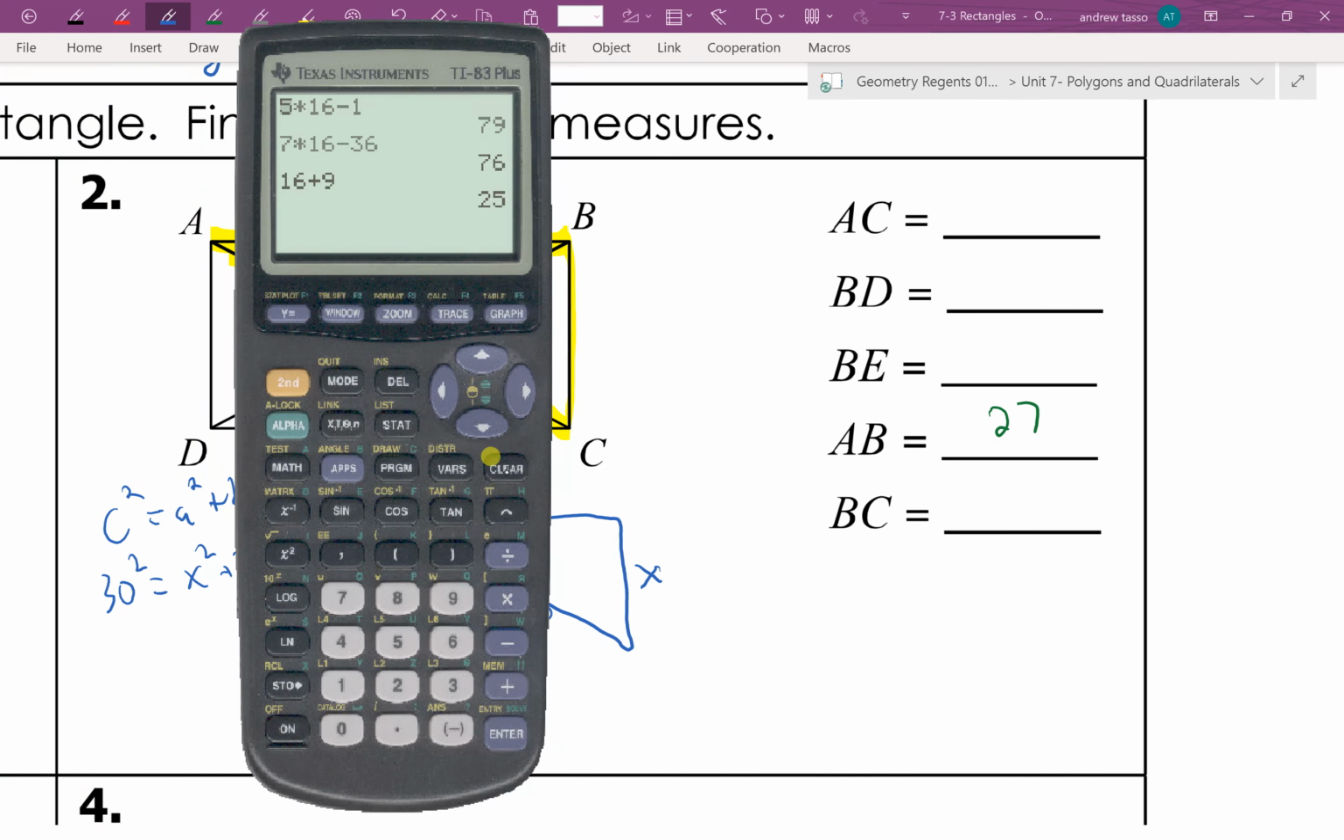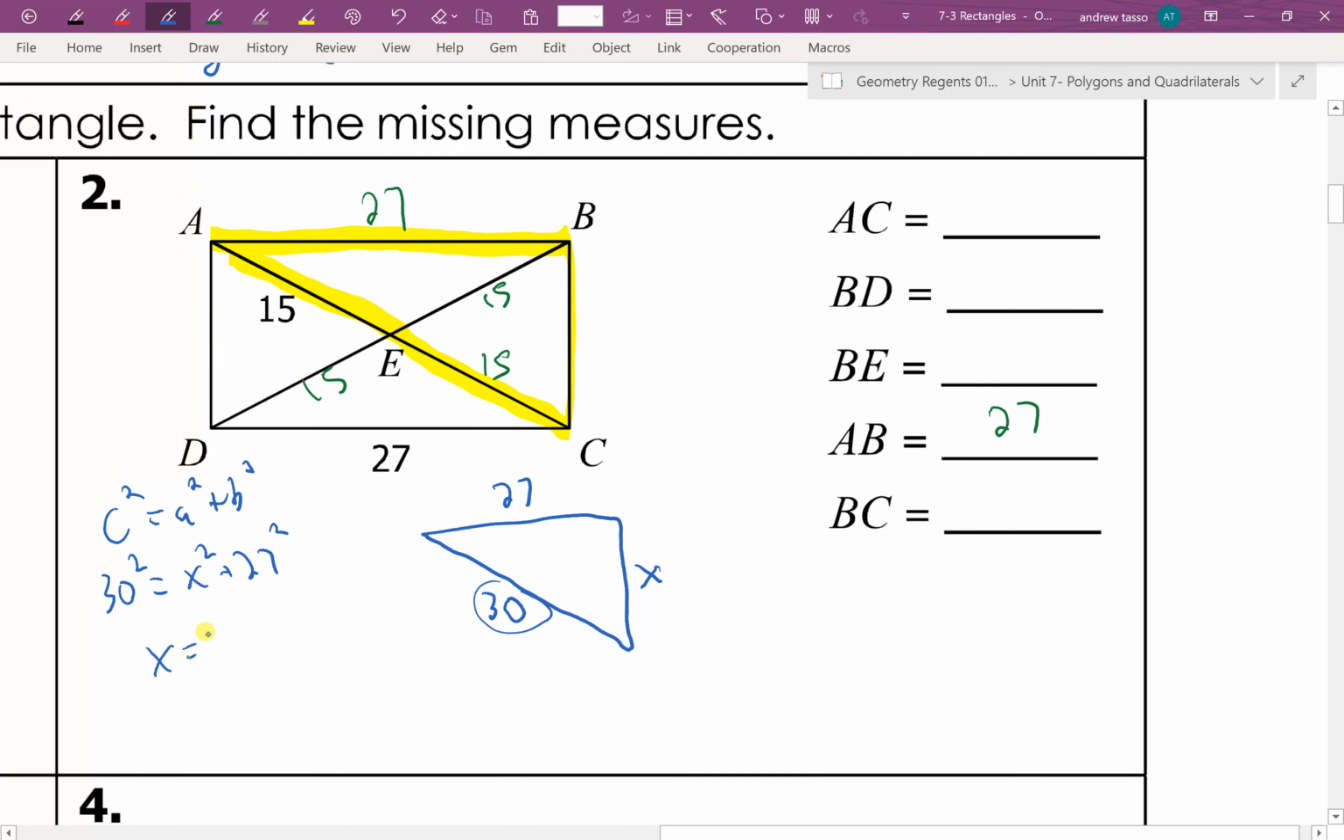Okay, so 30 squared subtract 27 squared. And don't forget, we want to square root the answer. So that gives us 13.07, so roughly 13 for x. So that's for BC, would be 13. Notice BE we already found to be 15. BD, the entire length of the diagonal, would be 30. And AC would also be 30.